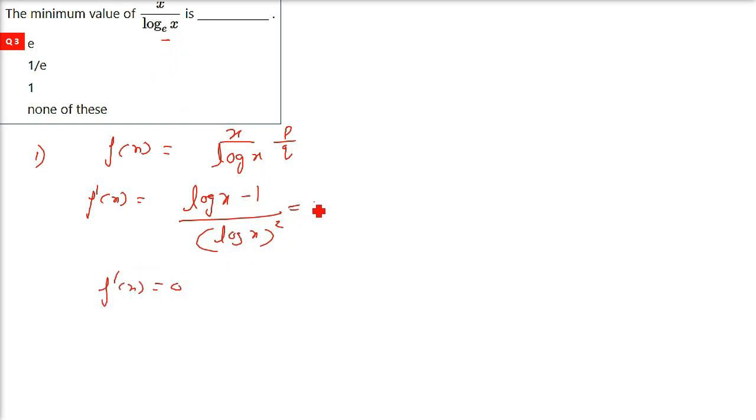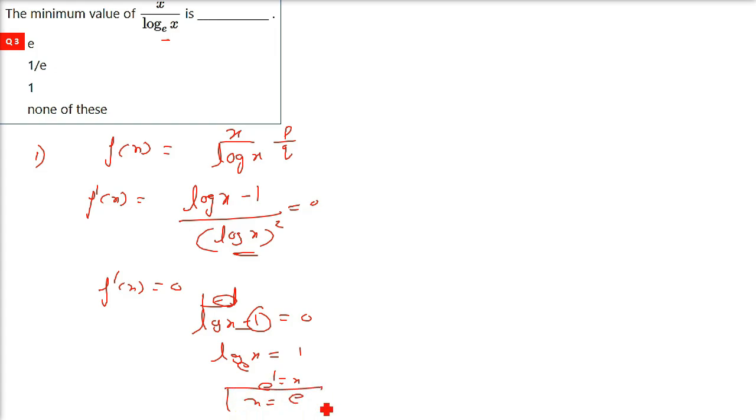F dash x is equal to 0. When we equate it to 0, what are you going to get? Log x cannot be 0. So only log x minus 1 can be 0. So the numerator we have to equate it to 0. Actually we have to equate everything to 0, but logically log x minus 1 is equal to 0. So log x equals 1. E raised power 1 equal to x, x is equal to e is the critical point or the extreme point.